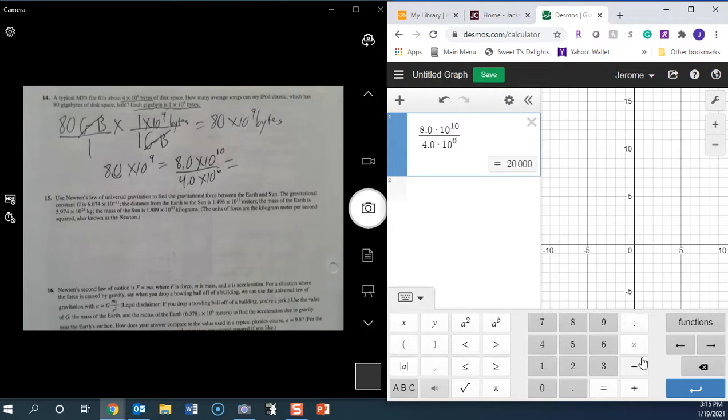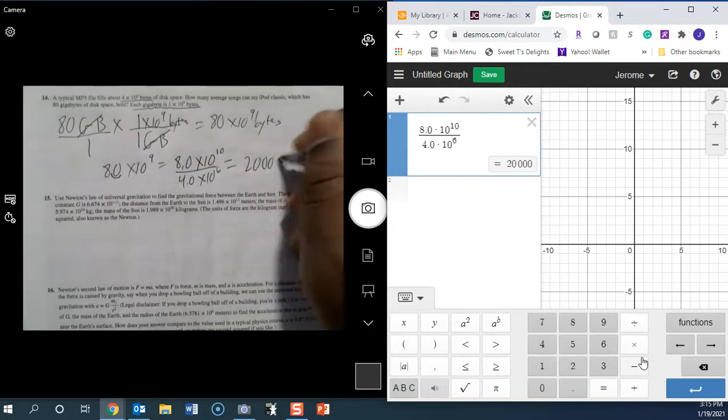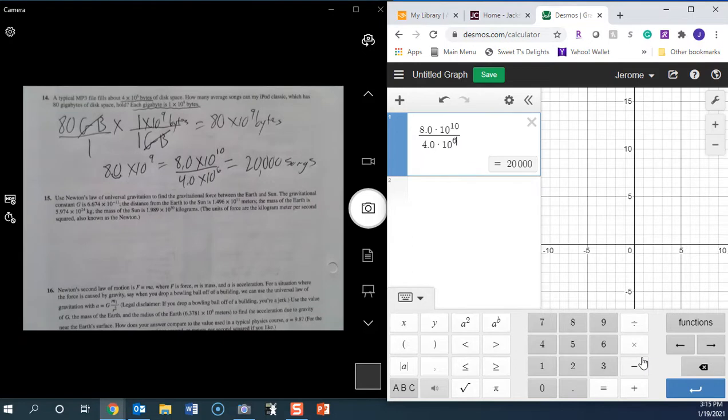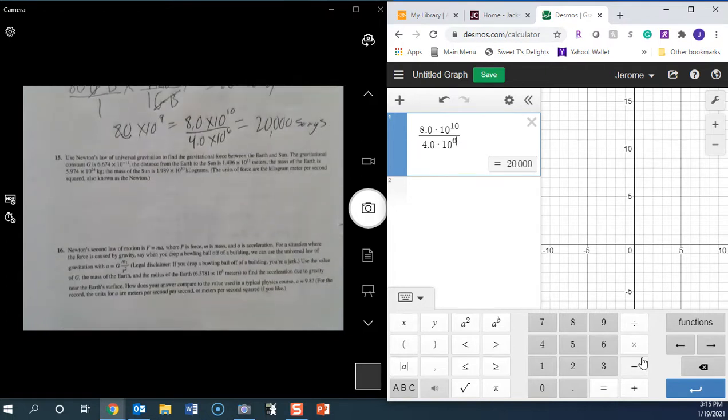And it gives us 20,000. So it'll be 20,000 songs. That's how much the old iPod Classic could hold. Okay, now 15. Use Newton's law of universal gravitation to find the gravitational force between the Earth and Sun.